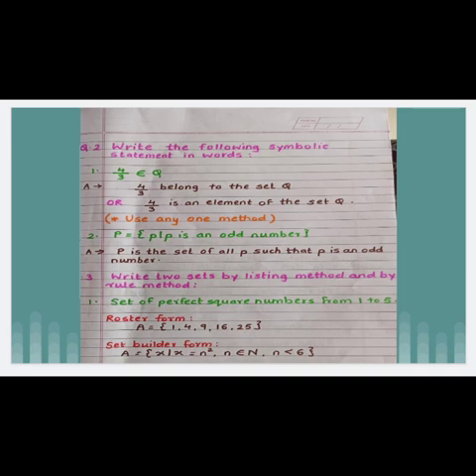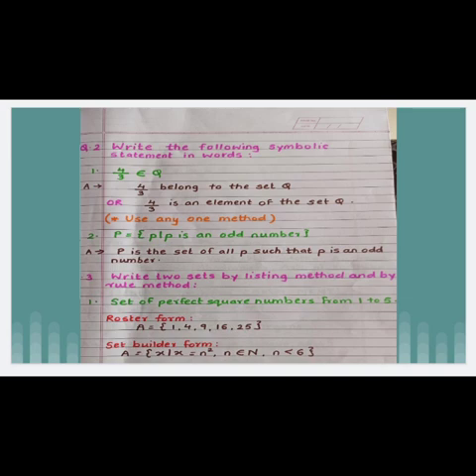Second one, capital P is equal to curly bracket, small p, vertical line, that means such that small p is an odd number. That means in this set, the elements are odd numbers. So, how to write this? See, capital P is the set of all small p, that means elements, such that small p is an odd number.